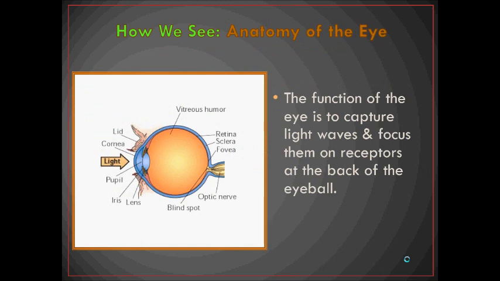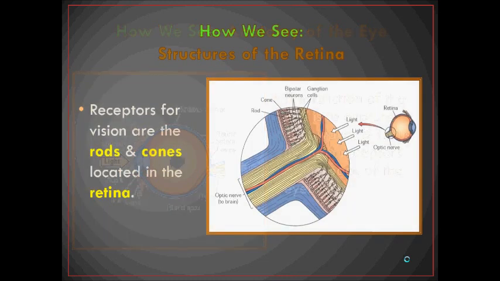Regarding the anatomy of the eye, the function of the eyes is to capture the light waves and focus them on receptors at the back of the eyeball. We have various different structures in our eyeball, and so our eyes move around to try to capture that light and to focus it specifically on our retina, so that we can begin taking that raw data from the environment, being able to receive that data so that we can transmit it down the optic nerve.